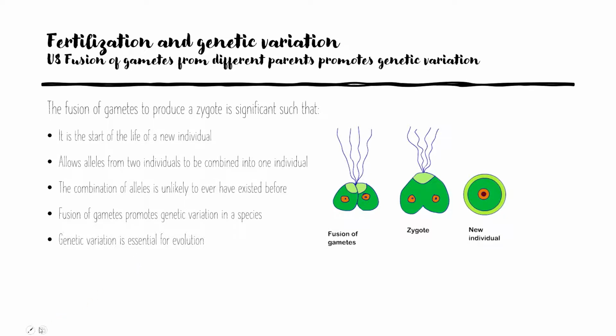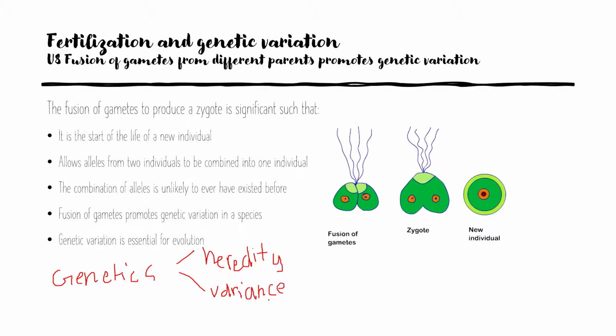So if you remember back in 3.1, we talked about how genetics itself is split into two. And the first one we discussed was heredity, and heredity is inheriting traits. And the second one was variance. Right? So how do individuals vary from each other? And this variance part of genetics itself is linked towards these 2 points.